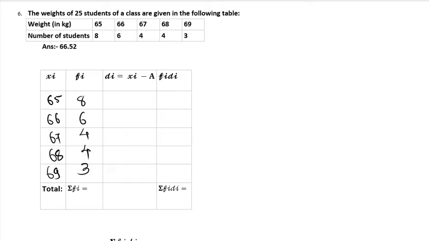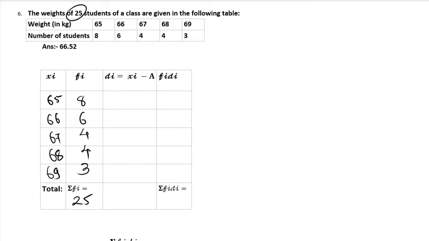Now I already know what is sigma fi. See, it is given in the question itself. The weight of 25 students. Still I will add and check. 8 plus 6, 14 plus 4, 18 plus 4, 22 plus 3, 25. So sigma fi is already given. Now what you have to find, this is very important. See, I should have told you, this is the second question and we are not using direct method.